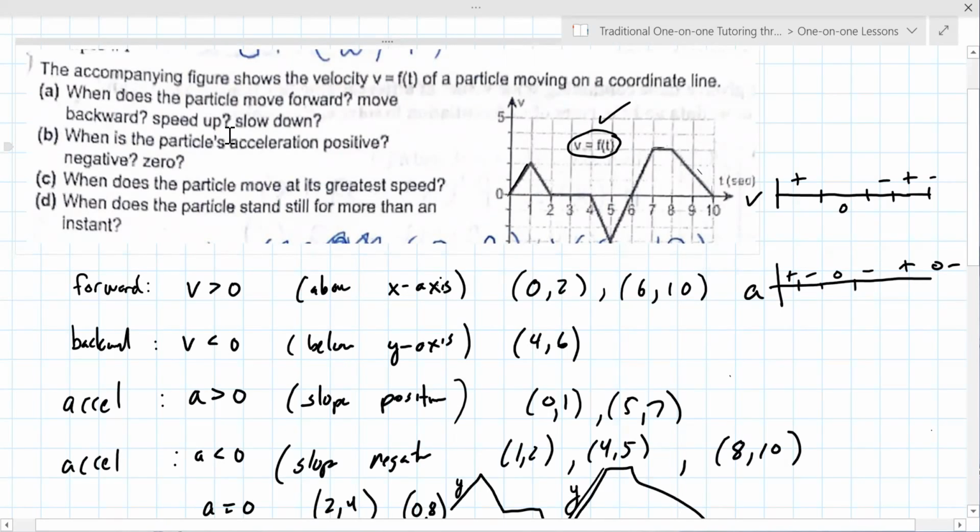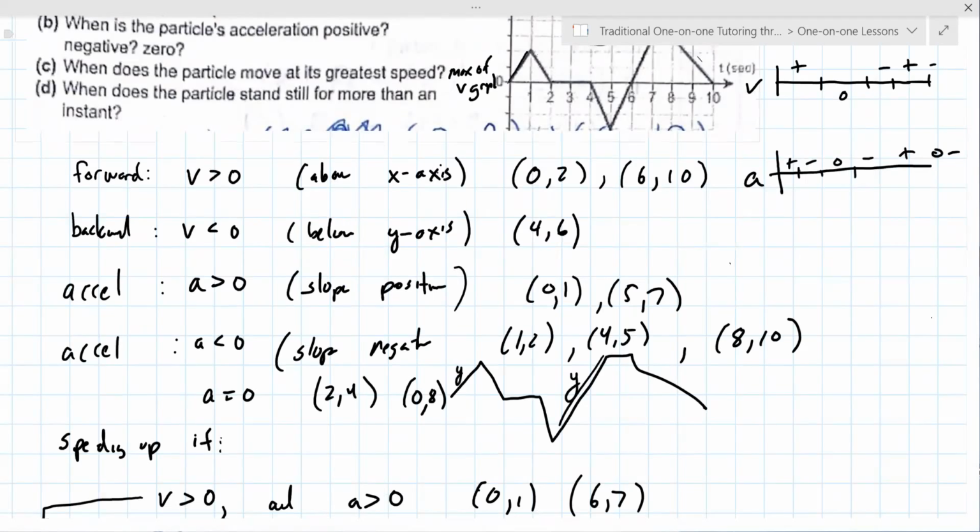So then for C, okay. Greatest speed would just be when it's at the highest y value, like the max of the V graph. So that's right there, 7 to 8. But then what about t equals 5? Why is that there? I don't know. I'm trying to look at your answers here. Where's part C? Oh, there it is, 7 to 8. The top.